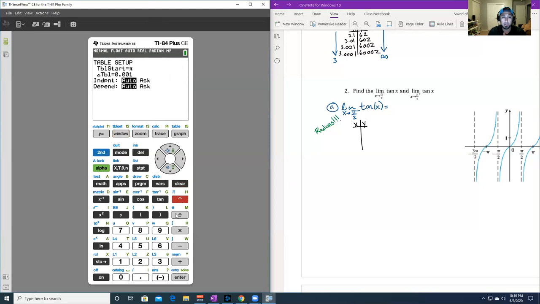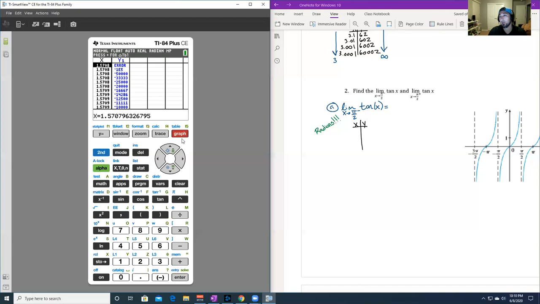Clear pi over 2. And let's go 0.0000. I'm going to do 4 zeros and a 1. And now let's see what we get. Graph. Oh, and these numbers are so much better. So look at what we have now. 20,000, 25,000, 33,000, 50,000, 100,000. These are definite numbers. These are perfect numbers to show us that our limit is headed towards infinity.